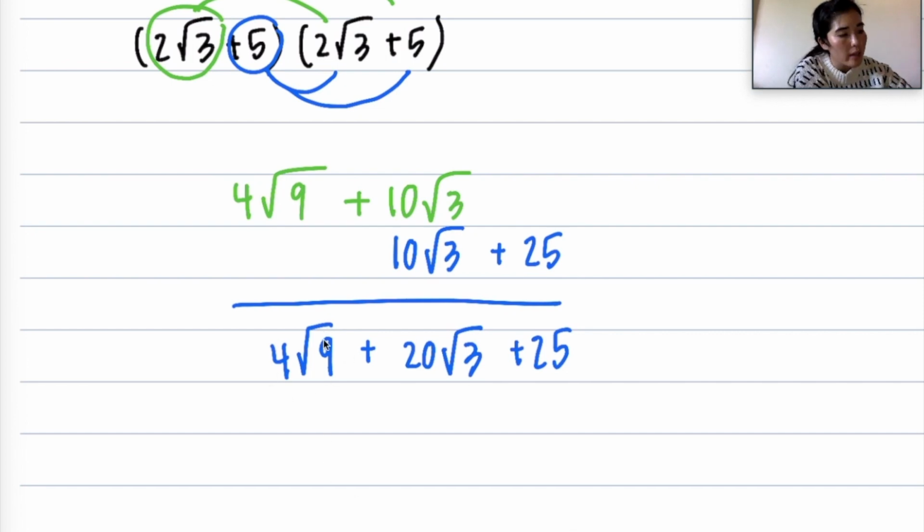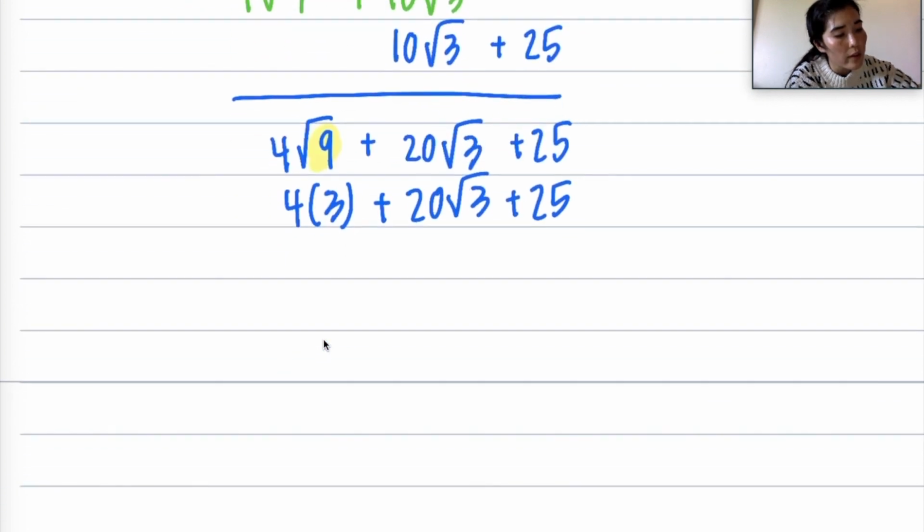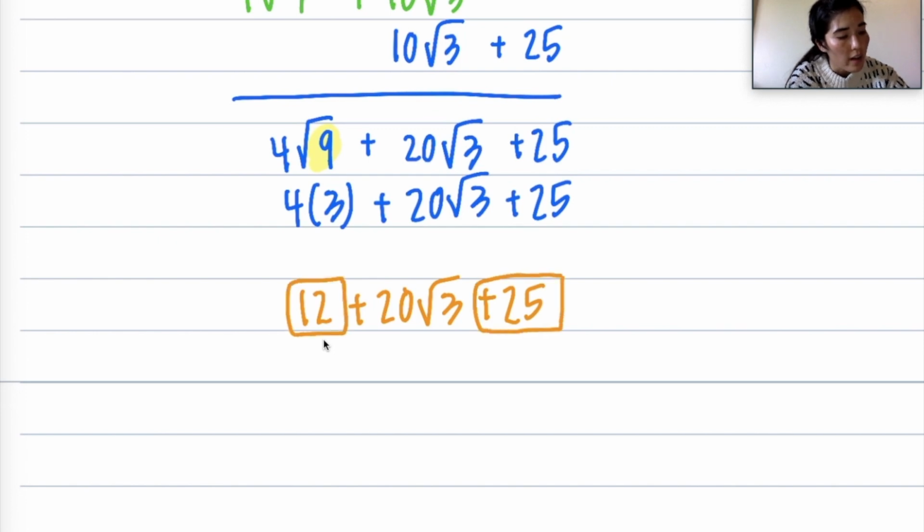Remember, this rad 9 here is actually the same as 3, so this problem is really the same as 4 times 3 plus 20 rad 3 plus 25. Final answer that you are going to get then is going to be 12 plus 20 rad 3 plus 25. Combine your like terms here. And then final answer is going to be 20 rad 3 and then plus 37.